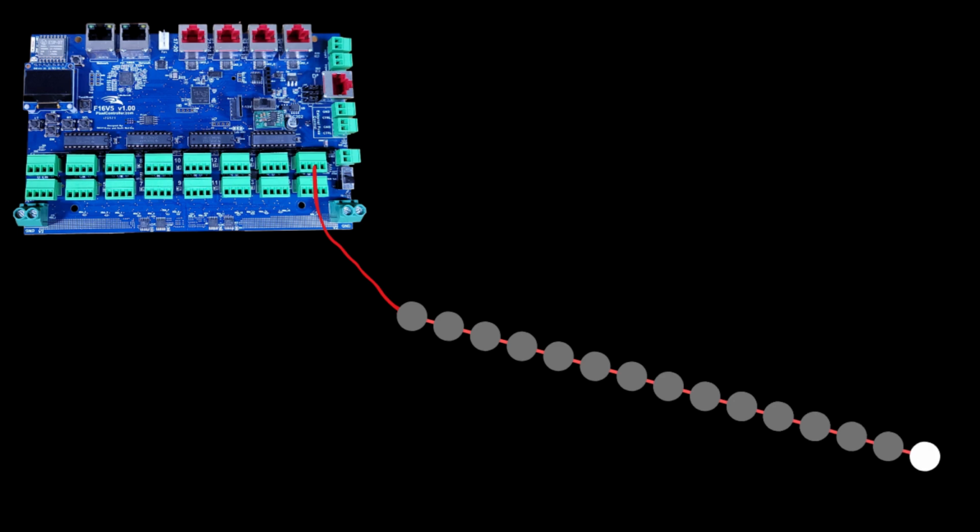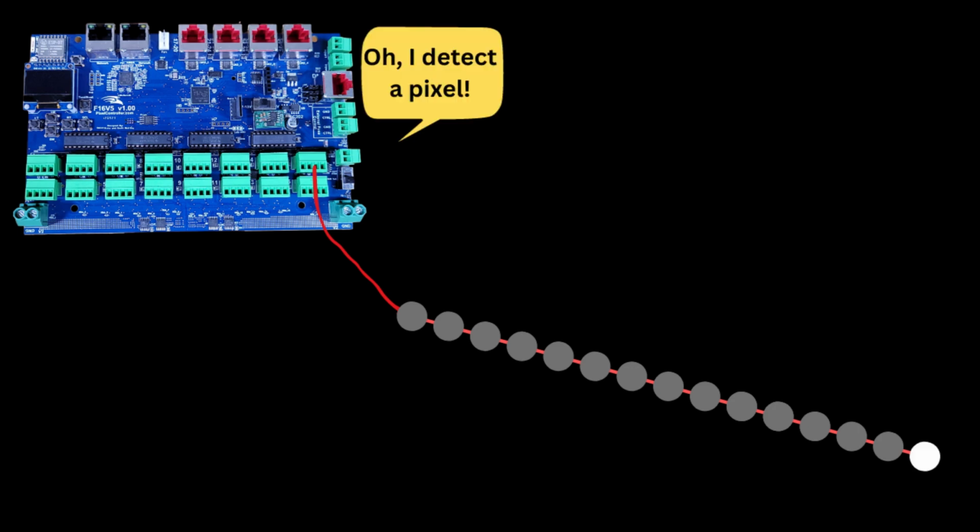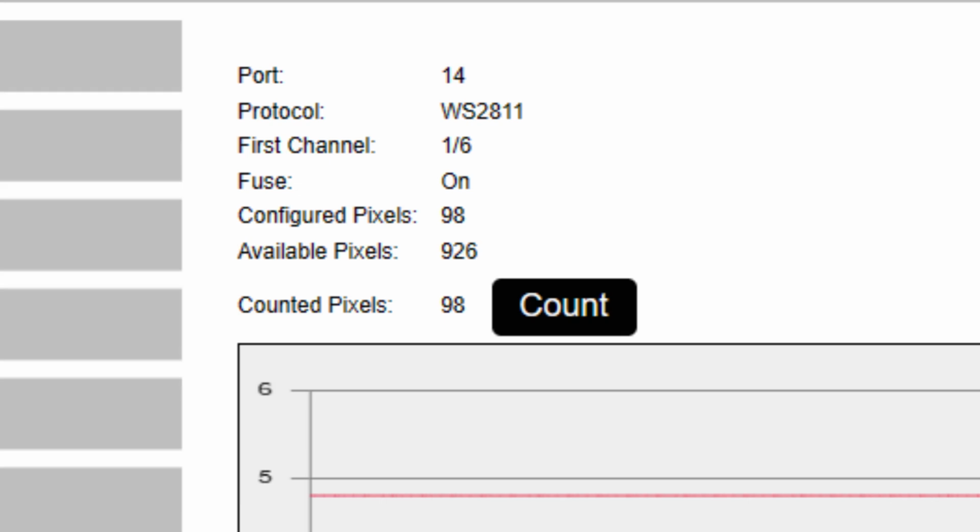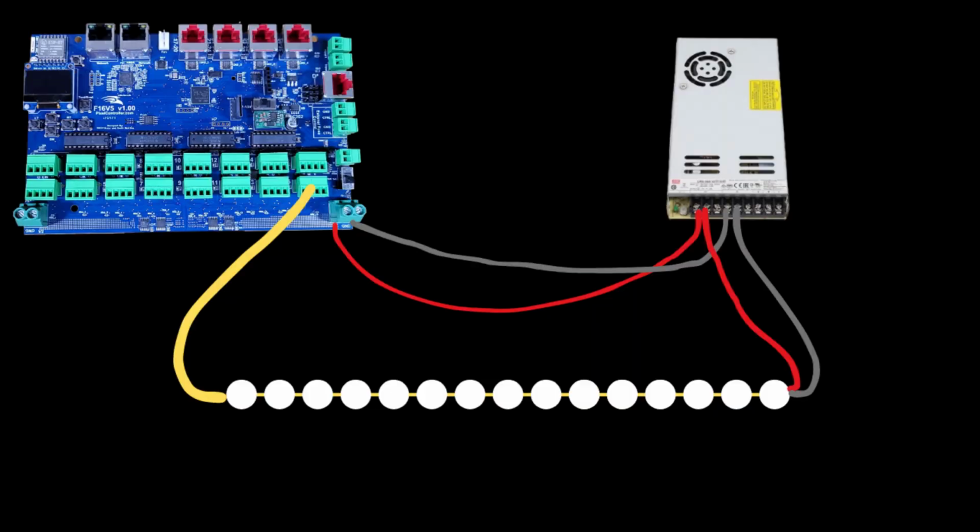Since the F16v5 can read the amperage of each port, it detects a spike in amperage every time the light turns on. If it sees that spike of amperage, it knows that it turned on a pixel, but if it doesn't, then it knows that that's the end of the strand or there's no pixels on that port at all. Once it's done counting, it'll add all the amperage spikes and it will know that that's how many pixels are on that port. If a strand of lights on a port has power injection, this will not accurately count your pixels since the power injection will be taking some of the amperage.